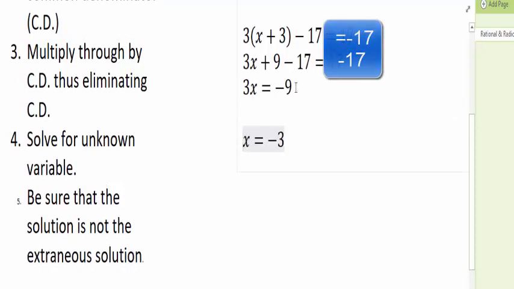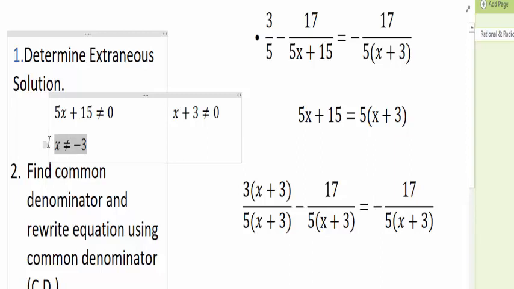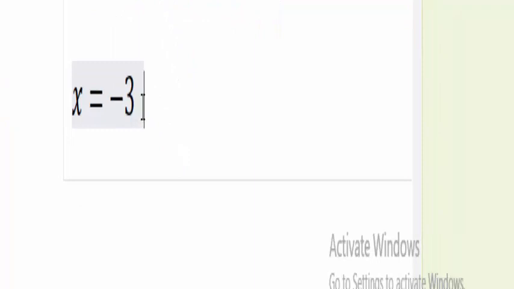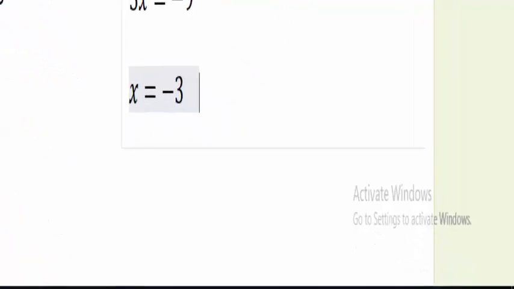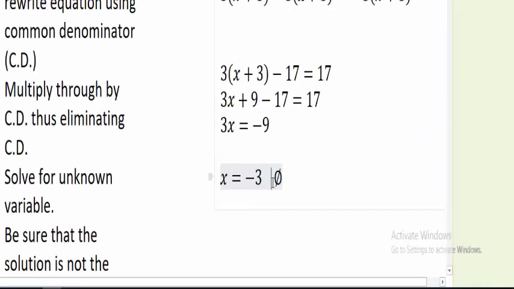And we ultimately get that x equals negative 3. Remember, however, negative 3 was our extraneous solution. And so x cannot equal negative 3. So our real solution is that there is no solution. So there is no solution to this problem.